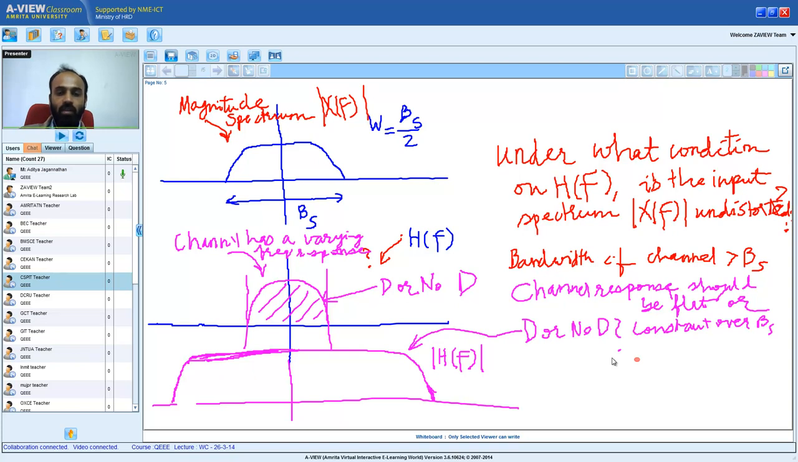In this scenario, there is no distortion. Why? Because the channel is flat over the bandwidth. If I look at this BS, the channel is flat. You can clearly see the channel is flat over the bandwidth. So there is no distortion, because magnitude XF times magnitude HF, but magnitude HF is constant over the bandwidth BS. Over the signal bandwidth, magnitude HF is flat.